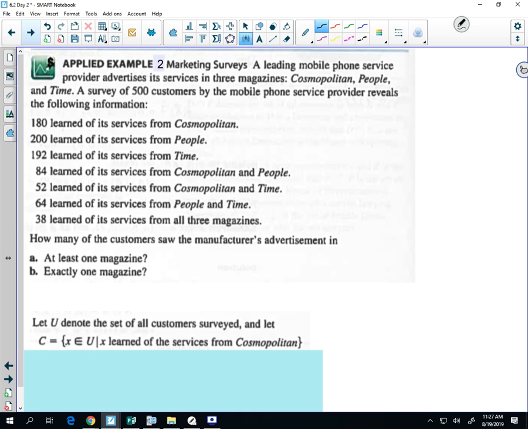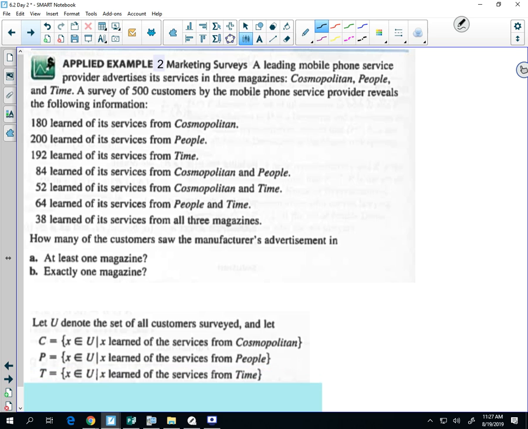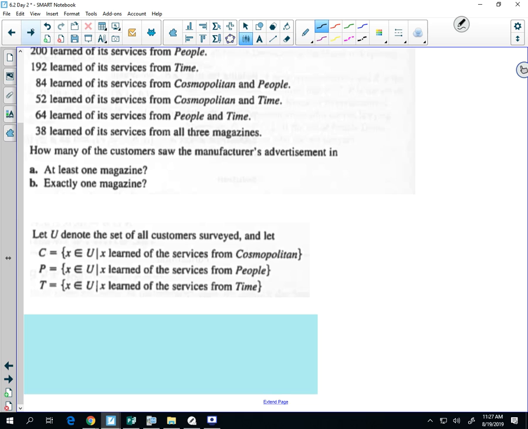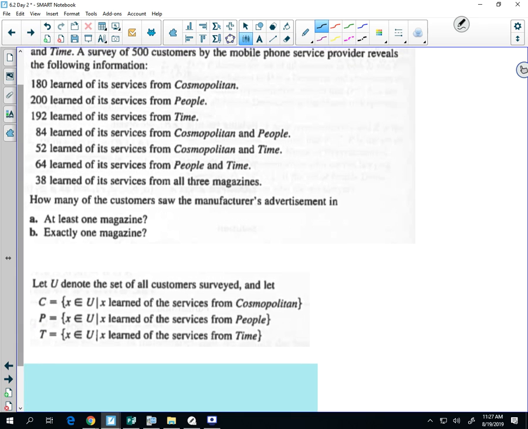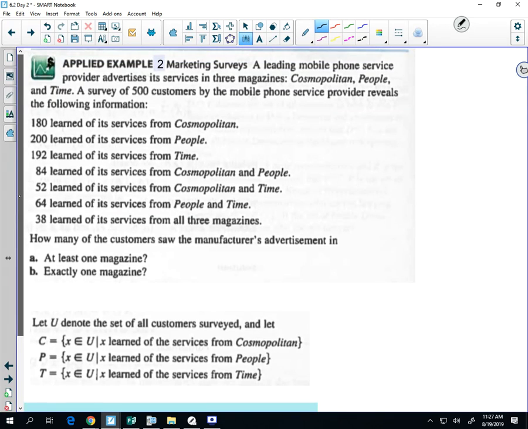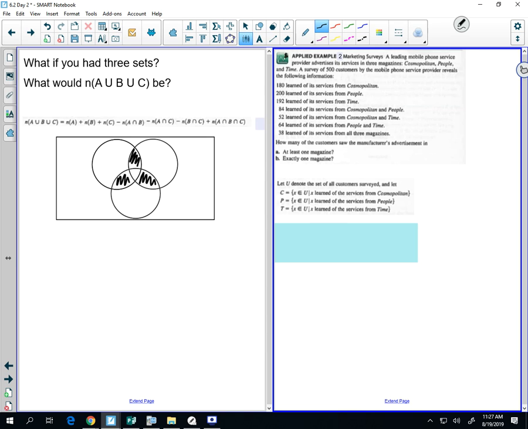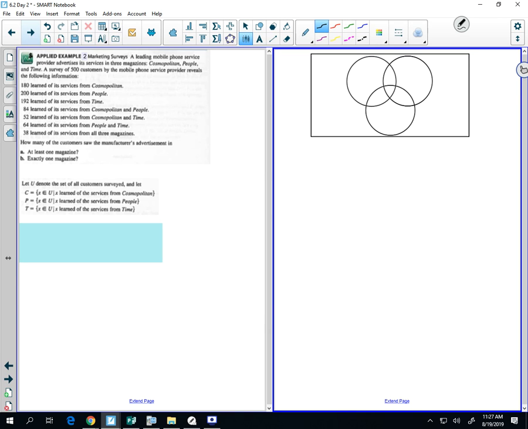C for Cosmo, P for People, and T for Time. And again, when you're naming your sets, you have to say that X is part of the universal set and then the restriction from there. Okay, so I'm going to double page this, and then we're going to make a tiny Venn diagram on my paper. So this is going to be C and P and T. And then I'm going to write the numbers here.